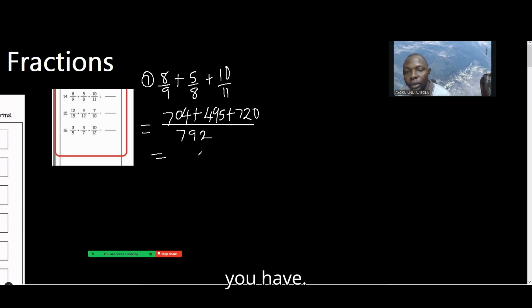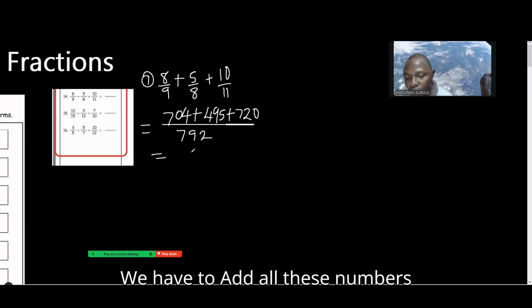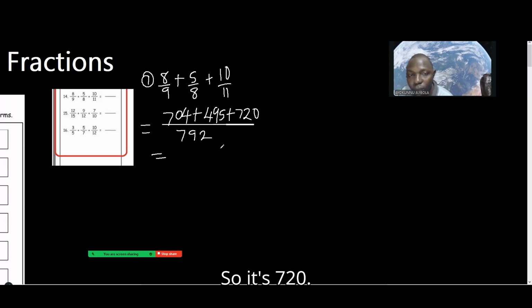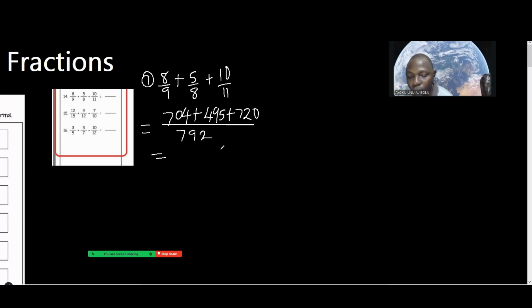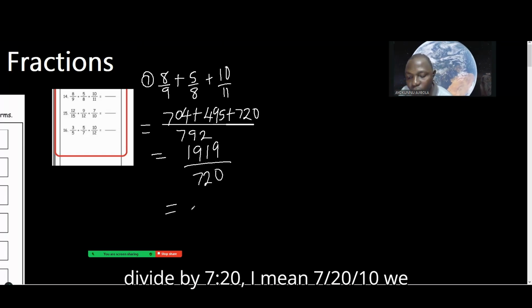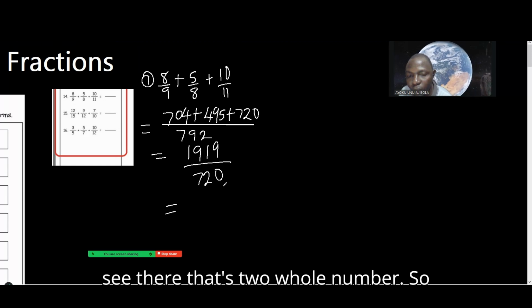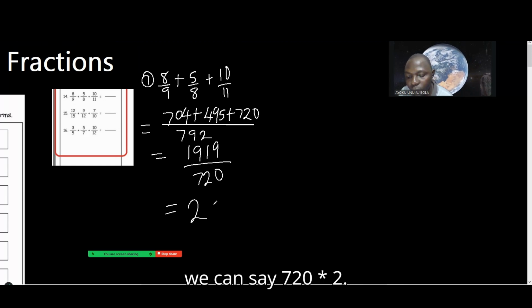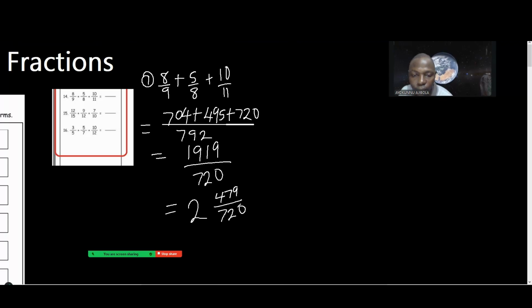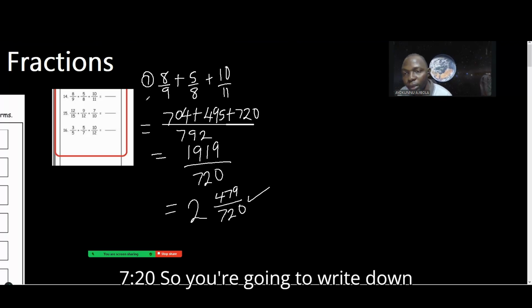Then we have to add all these numbers together. So 704 plus 495 plus 720. That is 1919 over 720. So we divide by 720. How many 720 can we see there? That's 2, whole number. So we can say 720 times 2 is 1440. So take it away from 1919. You have 479 over 720. So you're going to write down this example.